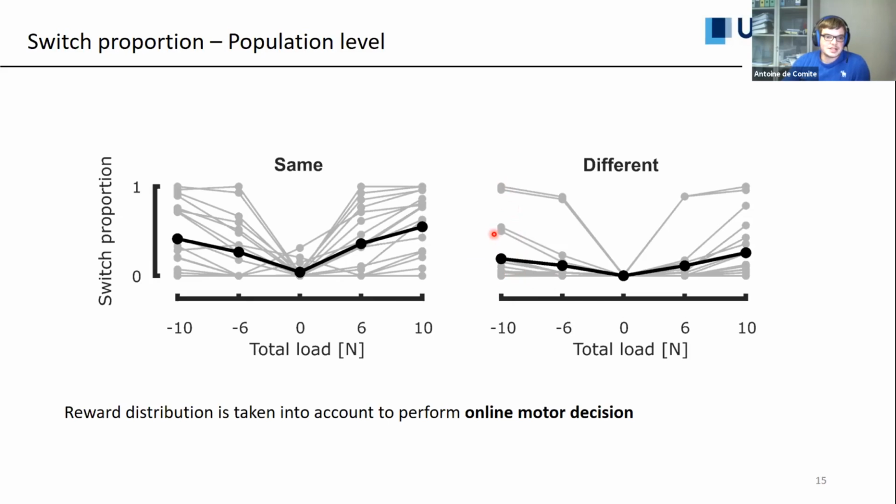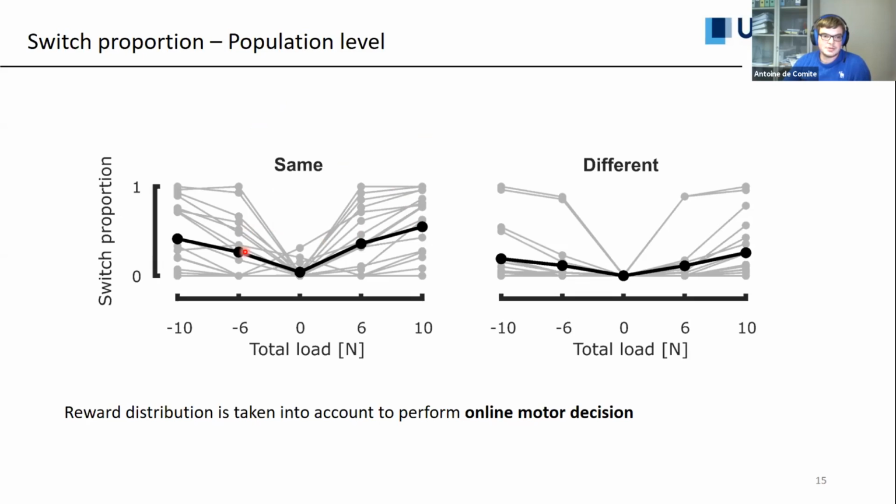So this first experiment answered our question. Indeed, the reward is taken into account while we perform this online motor decision. So when we have to select between several options, we take into account the reward of the different options. Another question we wanted to answer is this: when we look at the condition where all the targets have the same reward, for many of the subjects at every force level, we had trials that go to the lateral targets, but also trials that go to the center target.